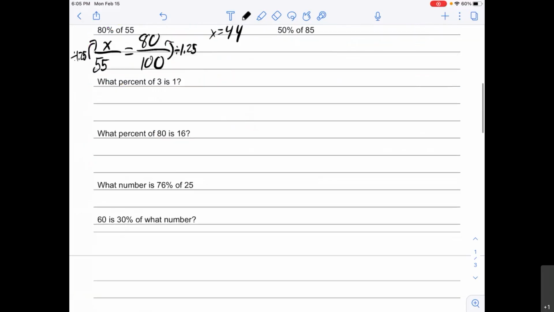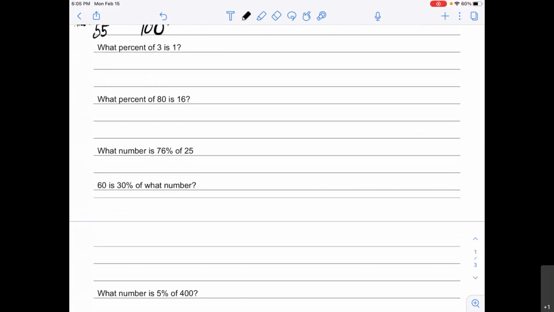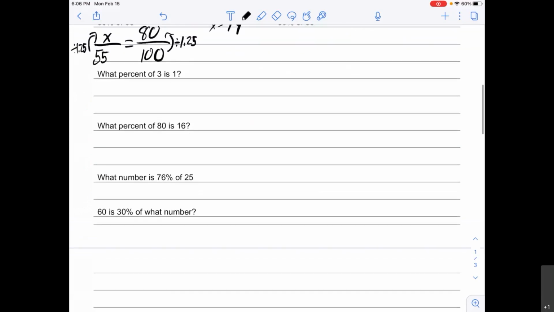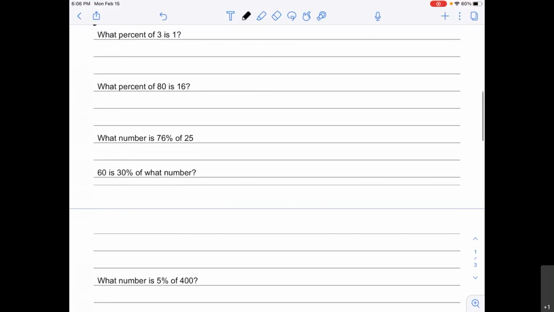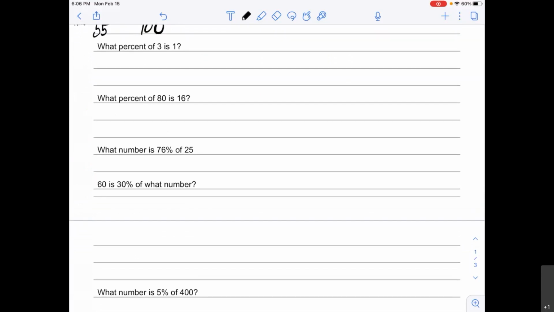So beyond just finding the percent of a number, we need to be able to solve word problems. So for example, a word problem might look like this. What percent of 3 is 1? So we're going to do a few examples of the different ways that this can look. So what percent of 3 is 1?